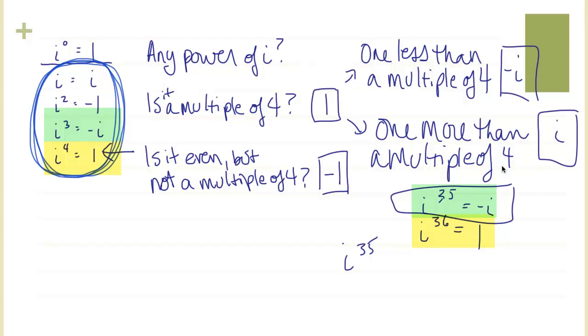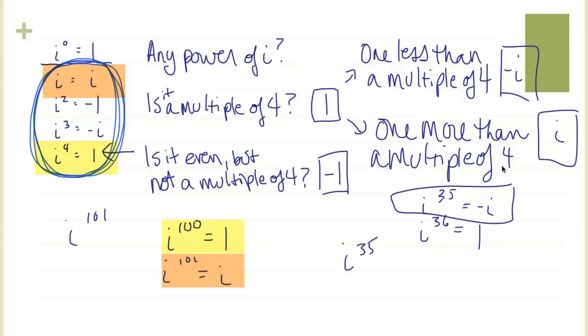How about i to the 101? Okay, well, i to the 100 is divisible by 4, so that's 1. i to the 101 is 1 after that, so it's i. Okay, so play around with that a little bit.